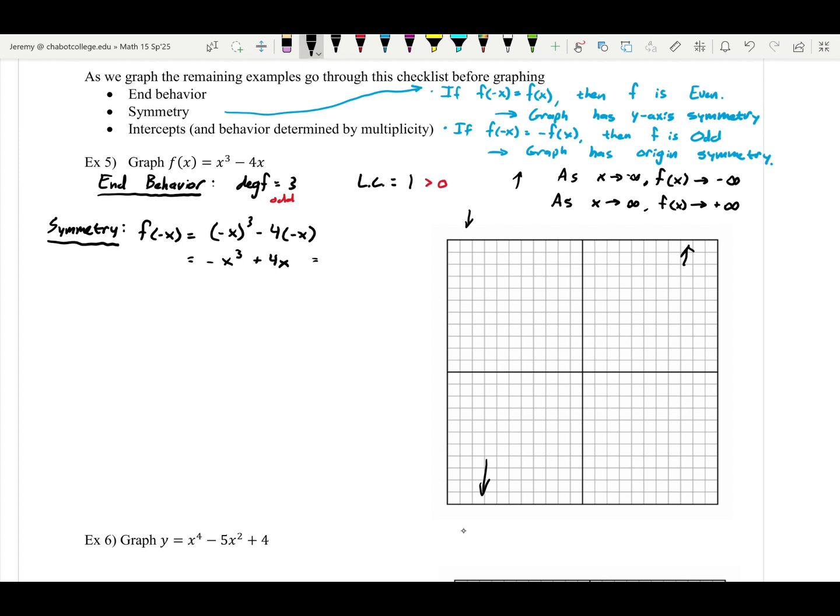What happens if I factor out a negative sign? If I pull out negative 1, I'm left with x cubed minus 4x. Okay, now this is something significant, because inside of the parentheses here, the x cubed minus 4x, that's my original function. So this is equal to negative f of x. So this is significant. This means that this is an odd function. So I'll say odd function. This means that we have origin symmetry.